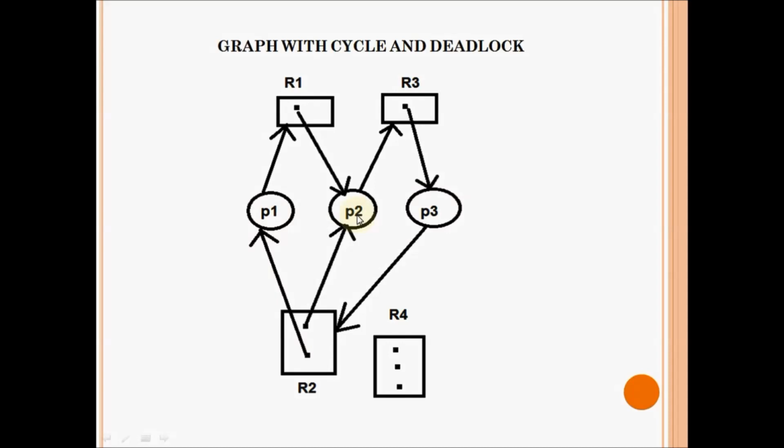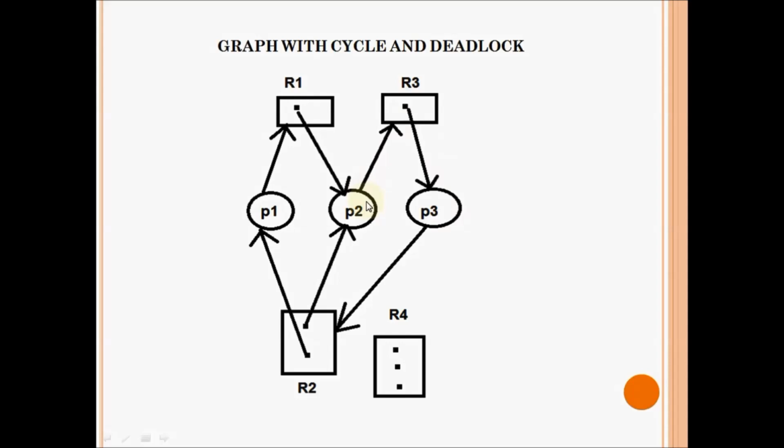So P3 can't complete. Now we will check for P2. You can see here P2 is holding the instance of R1 and the instance of R2, but P2 is requesting the instance of R3, but we can't allocate R3 to P2 because P3 is already using R3.